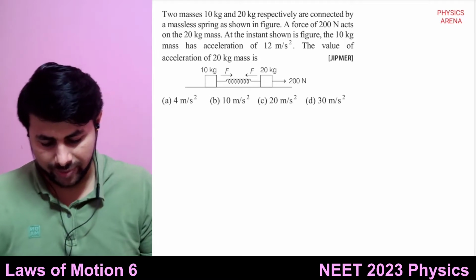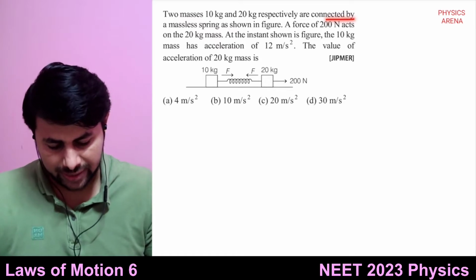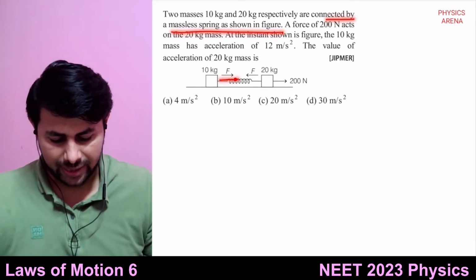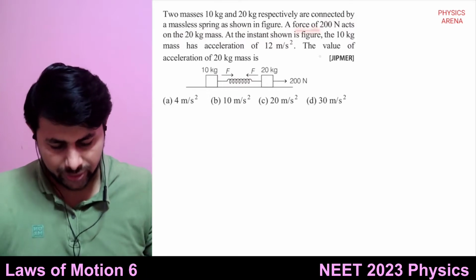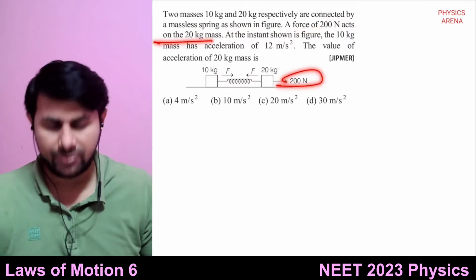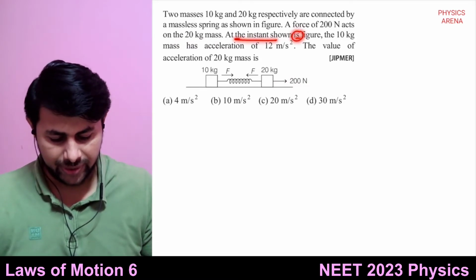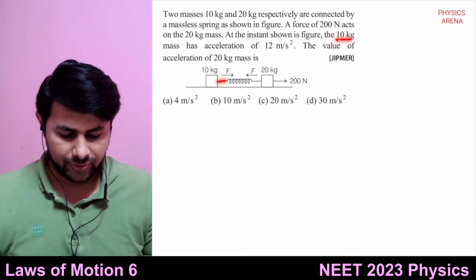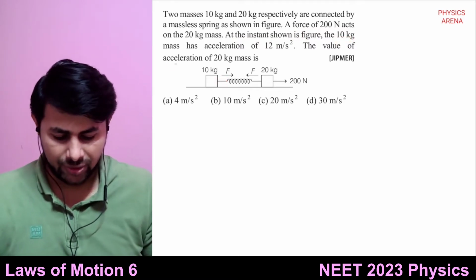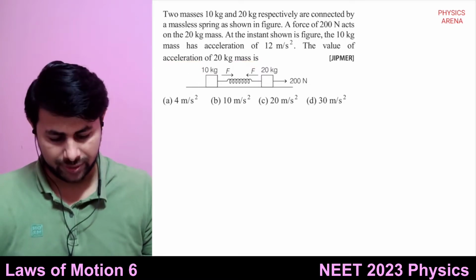See, there are two masses, 10 kg and 20 kg respectively. They are connected by a massless spring as shown in this figure. A force of 200 newtons acts on the 20 kg mass. At the instant shown in the figure, the 10 kg mass has an acceleration of 12 meter per second square. The value of acceleration of the 20 kg mass is. This is the question.